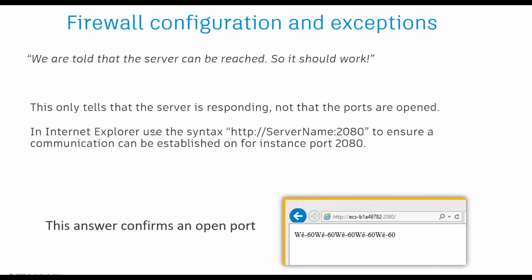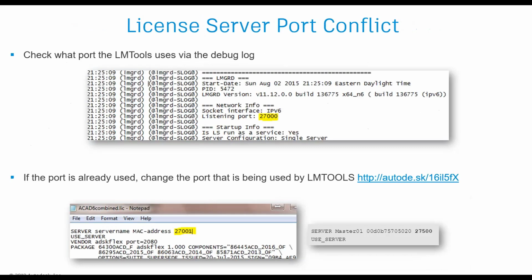So this is the tool we can use. Maybe we are able to reach the server, but not through the specific port we need. So we just open Internet Explorer, put our server name in there, colon, and then specify the port, which is 2080, and you should usually get a confirmation with this code here below. It doesn't really say much, but if you get that code, it's working. If it's not working, you probably get a page not reachable. That's about it.